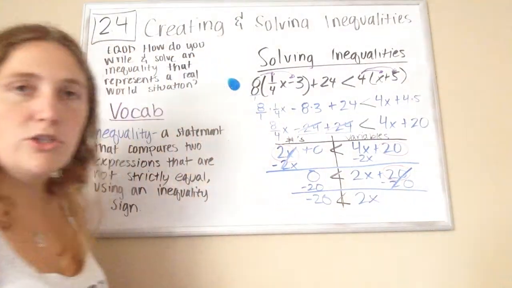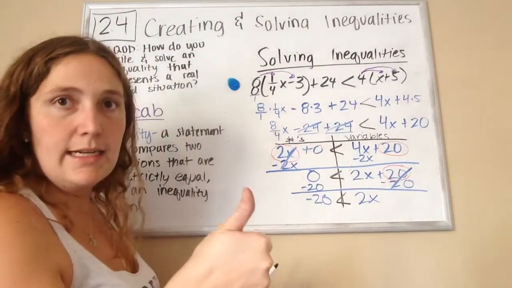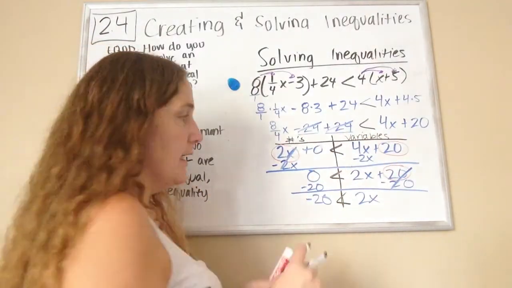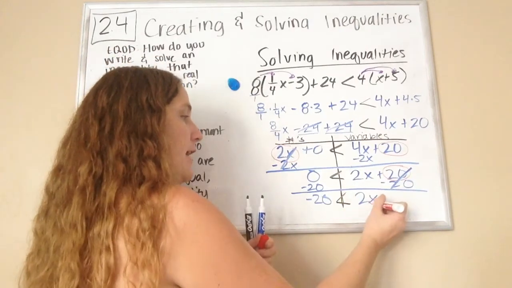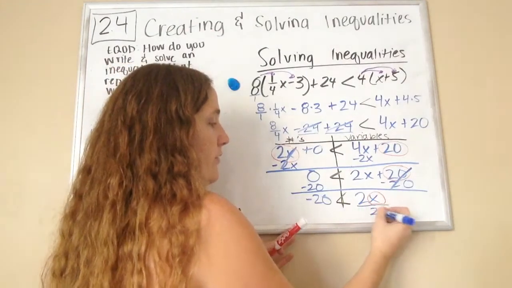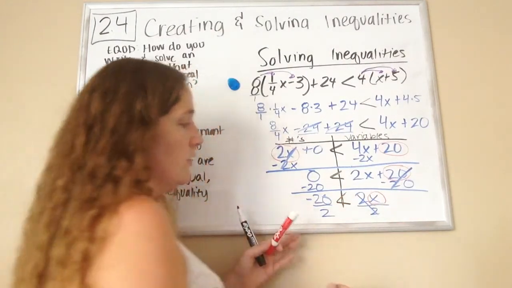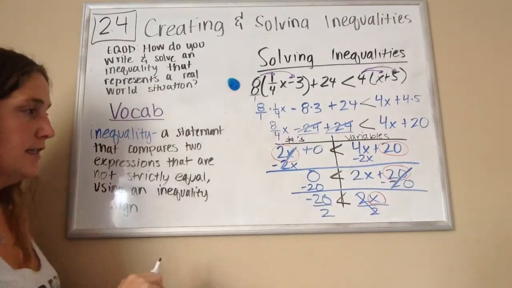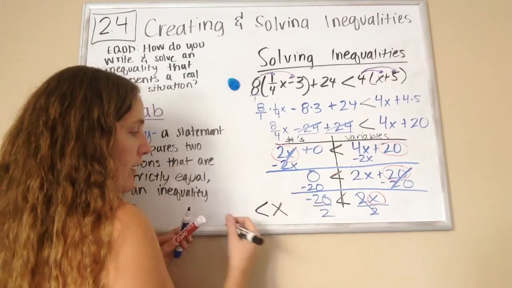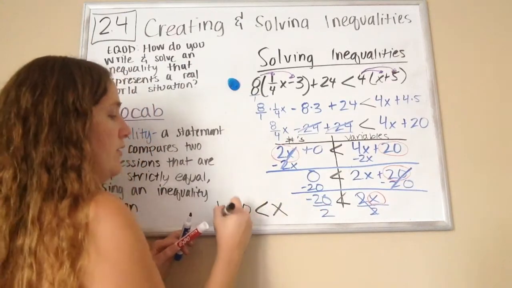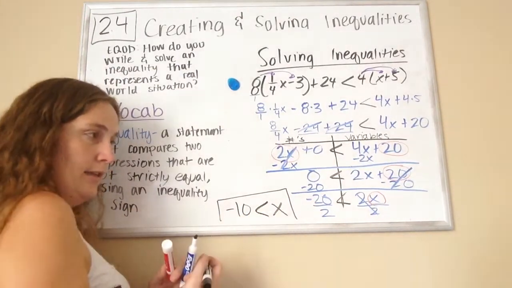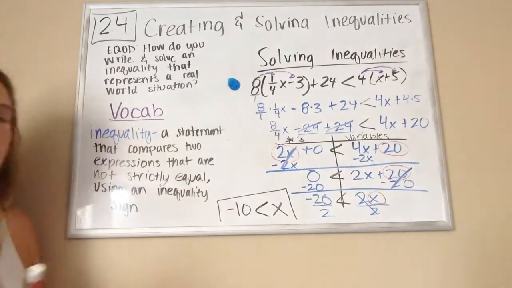So let's check our sides. Negative 20 is on the number side, that's good. 2x is on the variable side, that's good. And then we do our last step to get x by itself here. This is multiplication, so to undo that, I do division. Those cancel. And my final answer, I'm going to bring it over to the side because I ran out of room, is x. Negative 20 divided by 2 is negative 10. So this says negative 10 is less than x. Negative 10 is less than x.